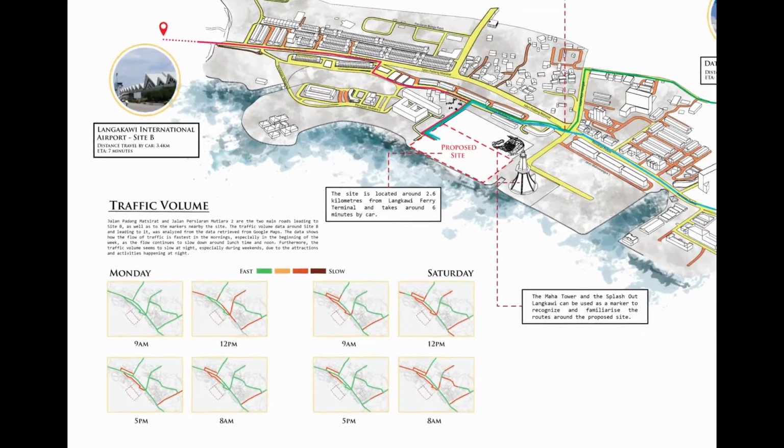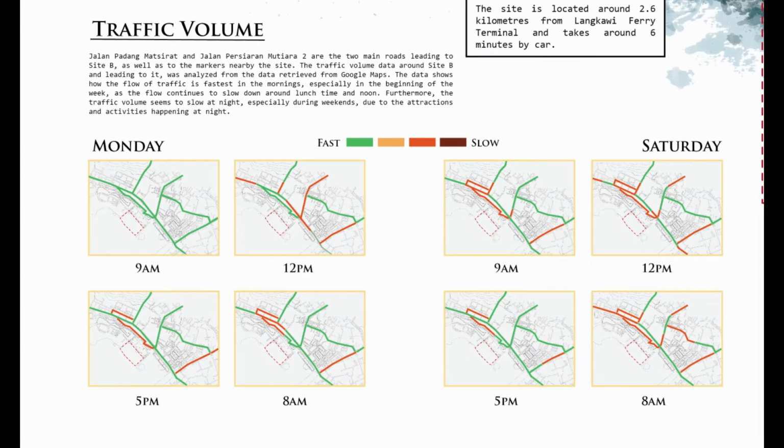For traffic volume, Monday and Sunday were selected as the data for weekdays and the weekend. On Monday, at 9 am, the traffic flows smoothly and fast. At 12 pm, the traffic starts to slow. At 5 pm, the main road near the site also has a traffic jam and starts to slow. And at 8 pm, the result is the same as at 5 pm.